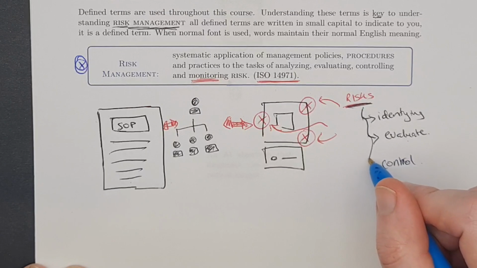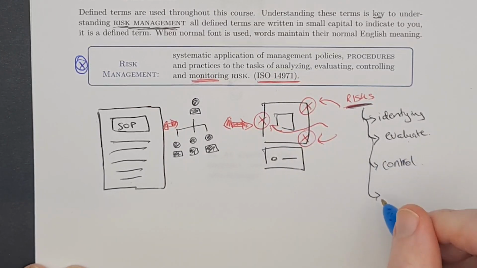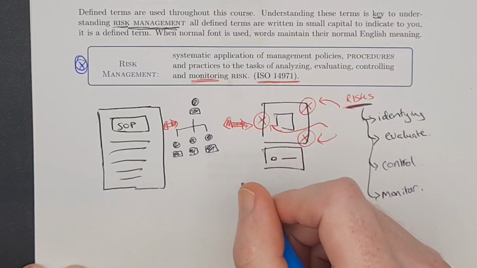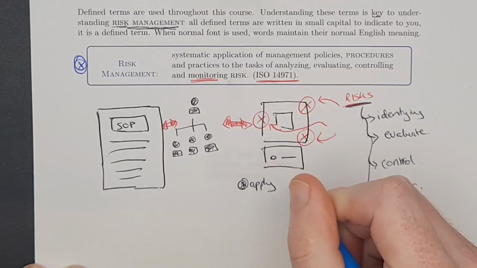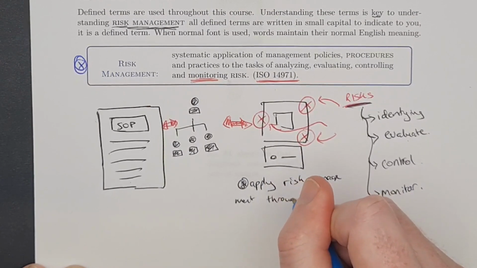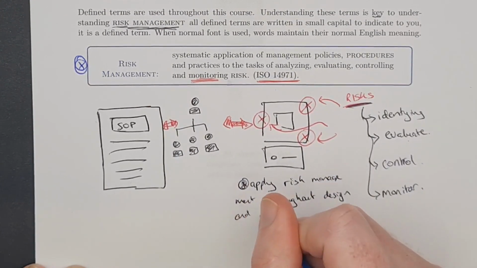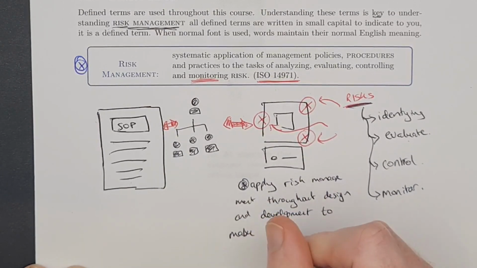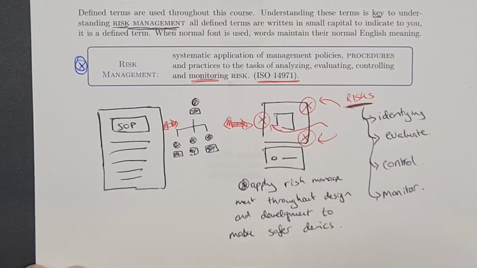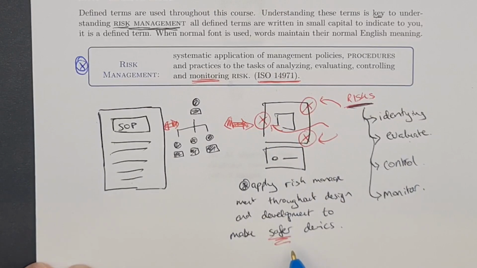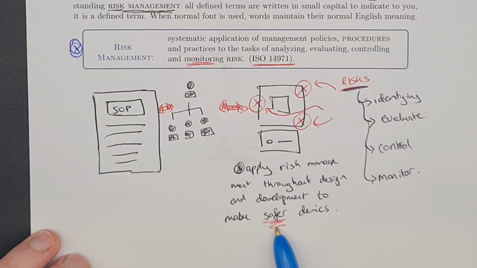Eventually, once the product is made and in the field, we'll go on to monitor risks. Why do we do this? You may wonder, why should I apply risk management? Well, A, it's a regulatory requirement, but B, the stronger reason is that we apply risk management throughout design and development essentially to make safer devices. Real emphasis there on the word safe. Safety, when it comes to ISO 14971, is defined as freedom from unacceptable risk. We apply risk management to identify risks and then mitigate them, and the result is that we should have safer devices.